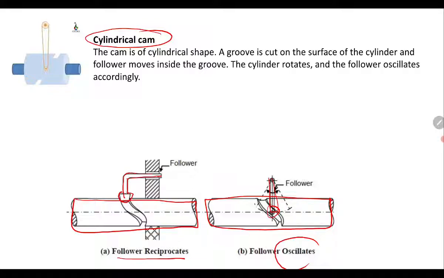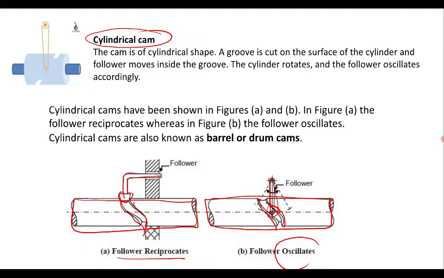The cam is of cylindrical shape. A groove is cut on the surface of the cylinder and the follower moves inside the groove. So here there is a groove, and also here you will see the groove and the follower moves inside it. The cylinder rotates and the follower oscillates accordingly. Cylindrical cams have been shown in the following figures A and B. In figure A, the follower reciprocates, whereas in figure B, the follower oscillates. So in this way, for oscillating as well as reciprocating motion of the follower, we can use a cylindrical cam.